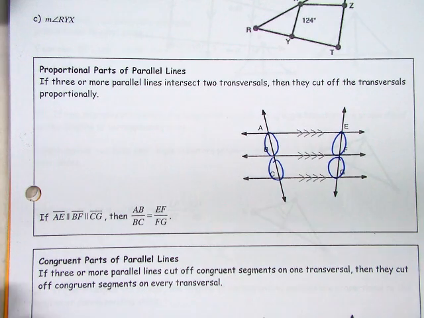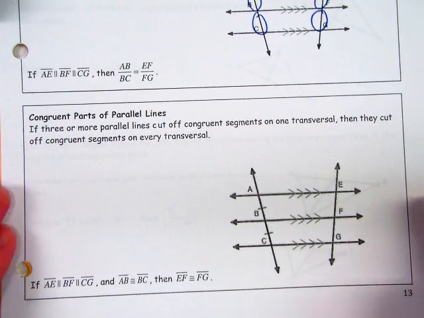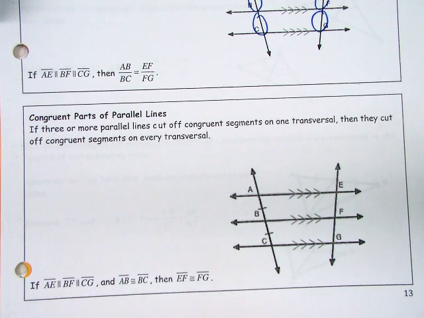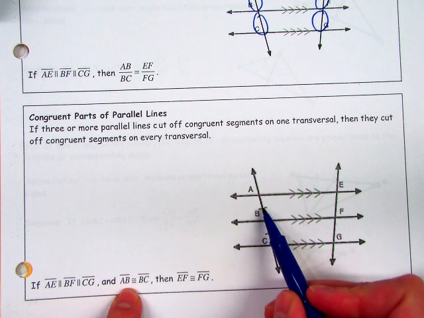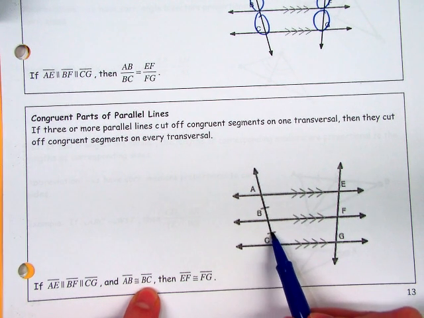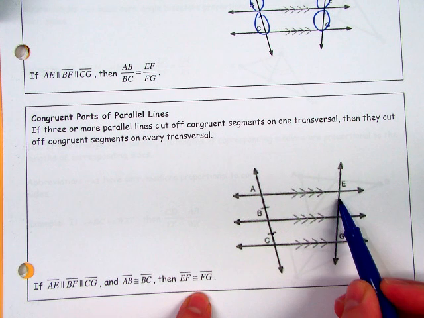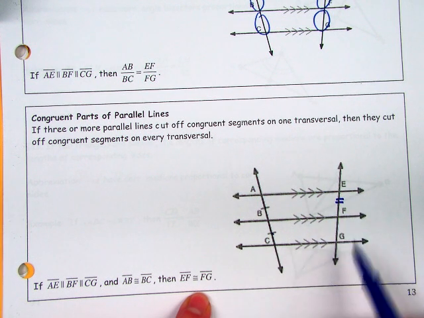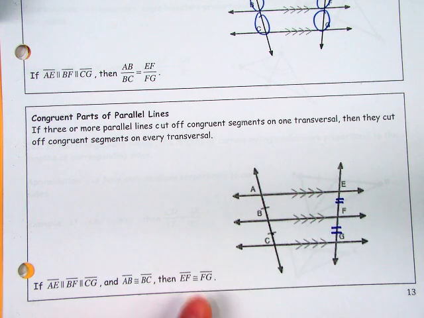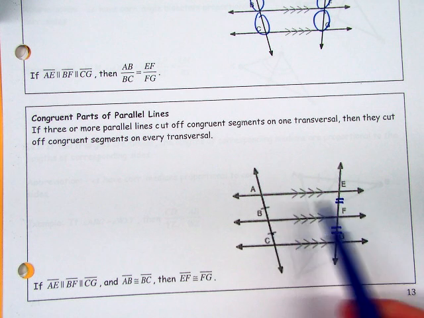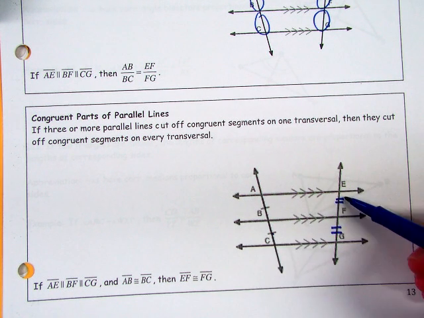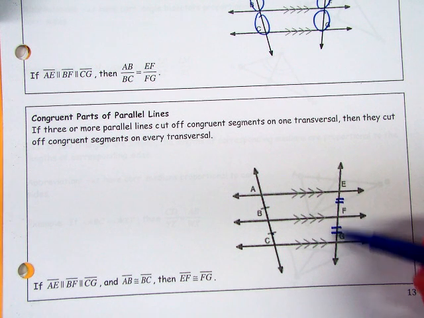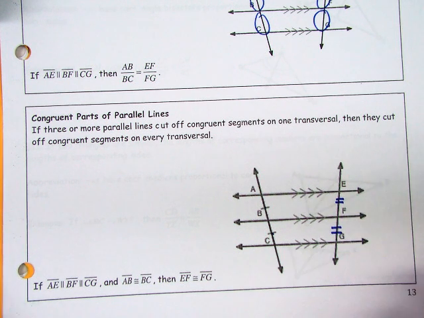In the same way, if I know that all of the lines are parallel, and if you are given that AB is the same as BC, then for sure you can determine that EF is going to be congruent to FG. Now they will not be, they might, but they don't have to be congruent to each other, but they will be congruent on this side of the parallel lines.